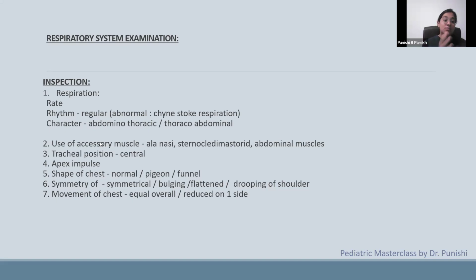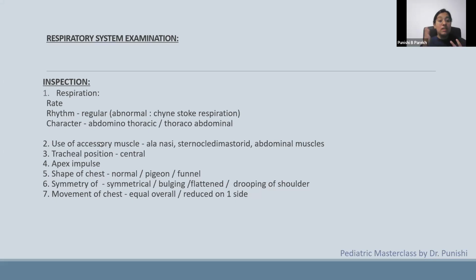Now, what is the character? Is it abdominal-thoracic or is it thoraco-abdominal? Usually younger kids will have more of an abdominal-thoracic breathing, whereas as we move more into adolescents and adults, the breathing pattern becomes more thoraco-abdominal. So more likely in younger patients, like in this 3-year-old child, the character will be an abdominal-thoracic type of respiration. Now, in inspection, you can also look at the use of accessory muscles like alae nasi, sternocleidomastoid, abdominal muscles. Use of these accessory muscles of respiration will tell you that the pathology is more severe, the child is more sick.